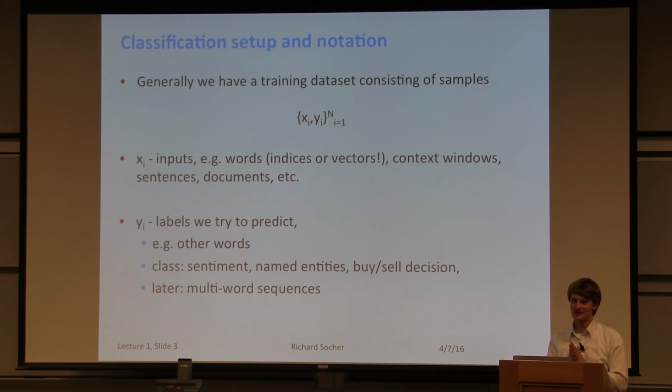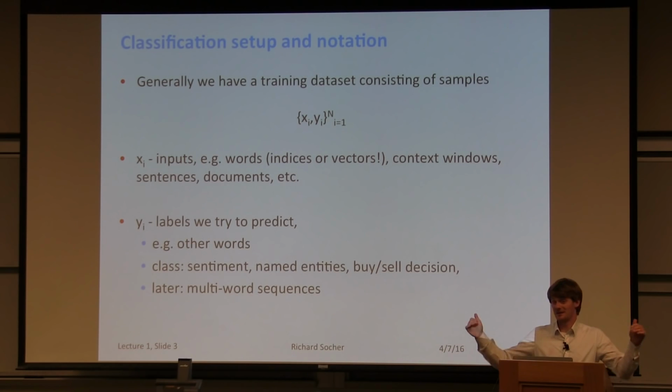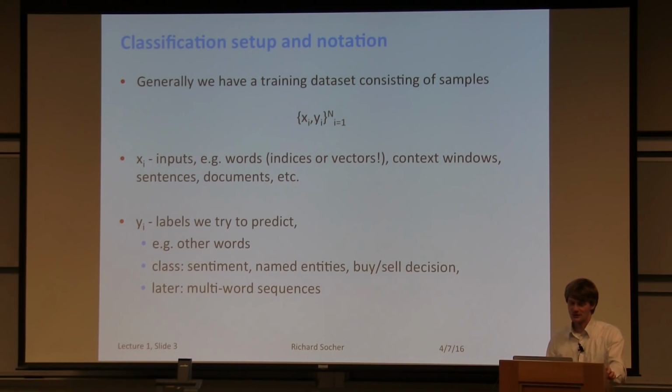Classification, some setup and notation before we can get into what it's really about. So basically, in general, for classification, we usually assume we have some kind of training data set where we have some inputs xi and some class yi. And we usually have 1 to n many samples. Now, xi for our purposes will usually be either the words, could also be the entire context window of multiple words, could be whole sentences or even entire documents. And we'll usually try to define that properly when we actually look at each problem separately.